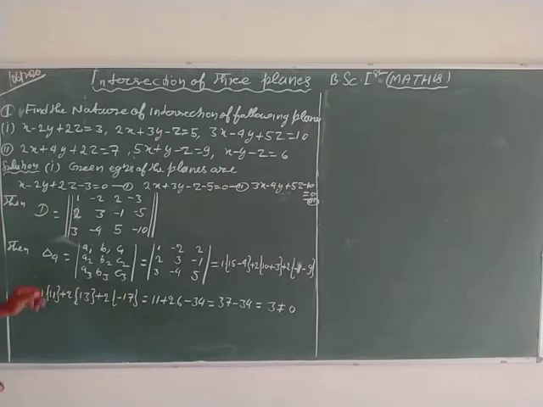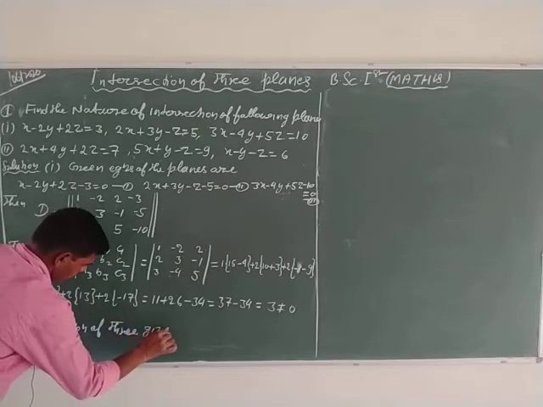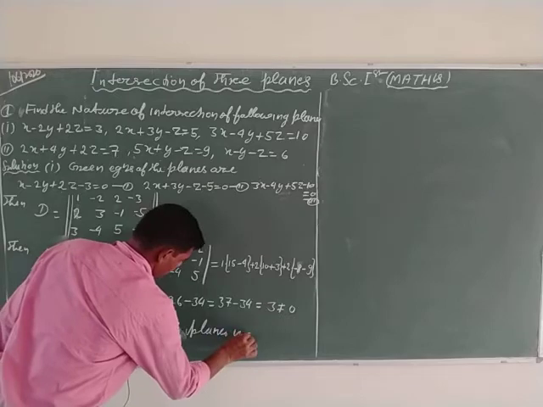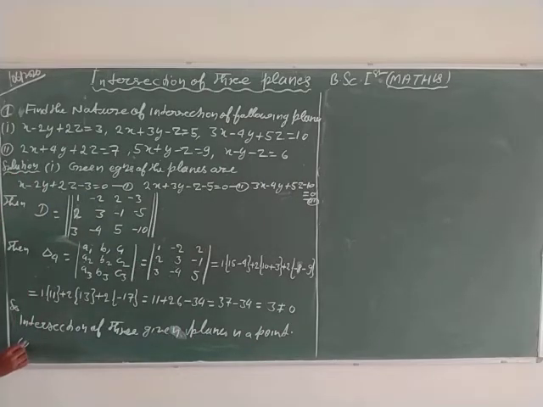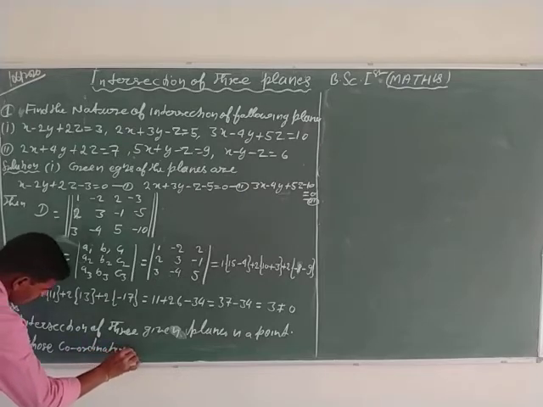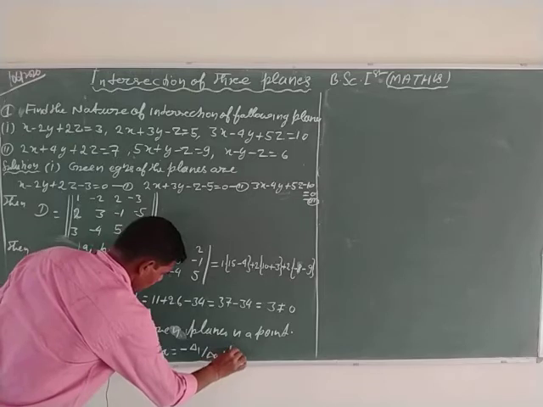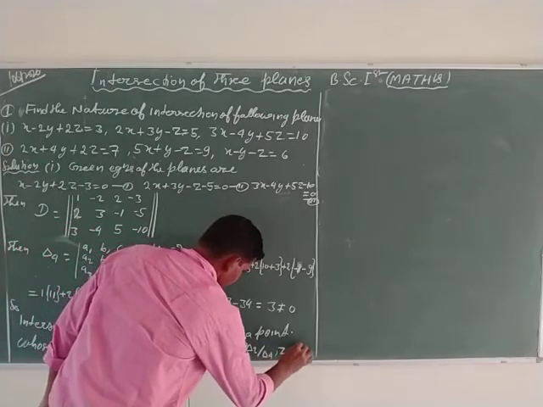So after this, the value of delta 4 you can write: the intersection of three given planes is a point whose coordinates are x is equal to minus delta 1 by delta 4, y is equal to delta 2 by delta 4, and at last z is equal to minus delta 3 by delta 4.